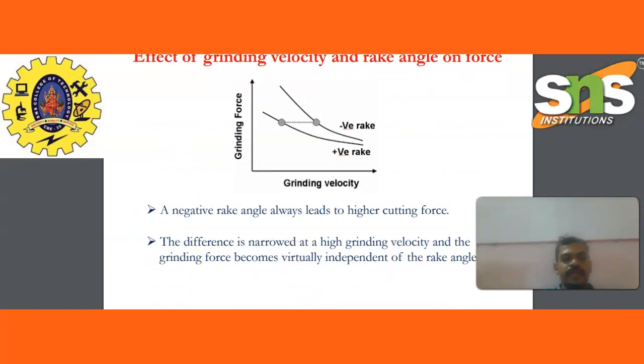Effect of grinding velocity and rake angle on forces. This is the grinding forces, positive rake, negative rake. These axes show grinding velocity. A negative rake angle always leads to high cutting forces, and the temperature is high. The difference is narrowed at high grinding velocity, and the grinding force becomes virtually independent of the rake angle.